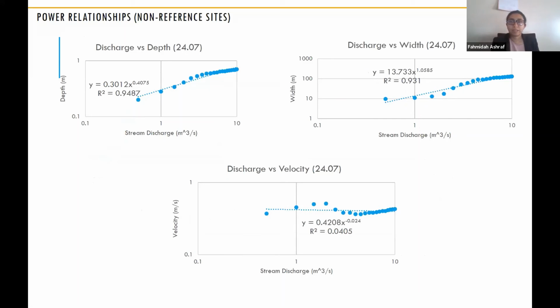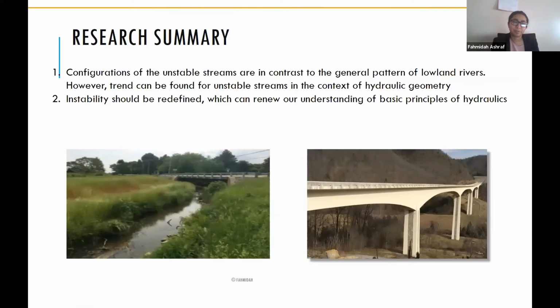So more in-depth research is needed, because although we tend to say they are unstable, they do not maintain any hydraulic equations. They do not comply with any natural physically driven equation. They still have some trend, some characteristics that we can actually use to characterize instability and redefine instability. This is just the preliminary results, and our work is still going on.